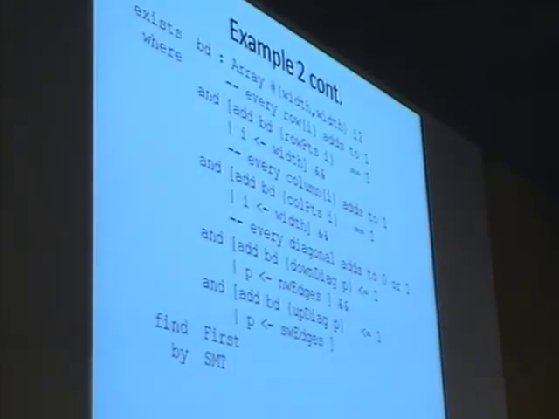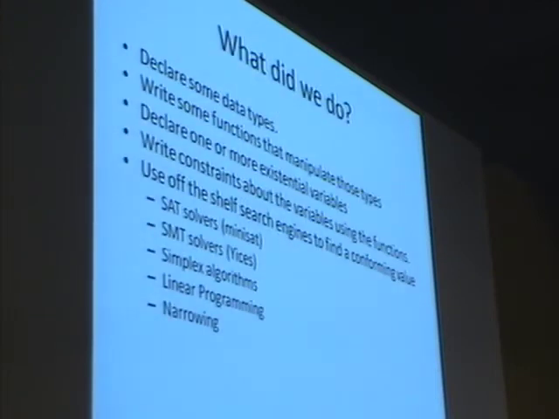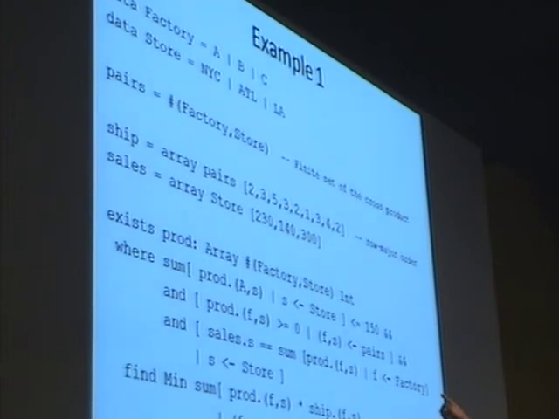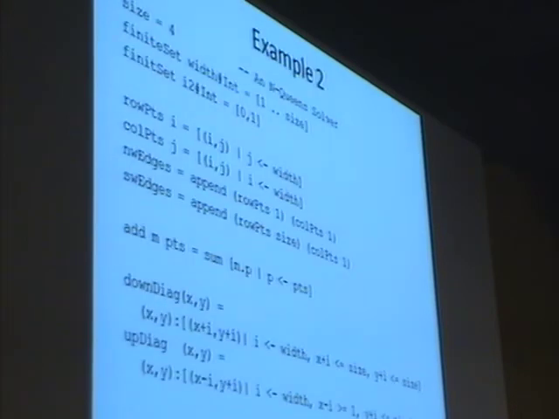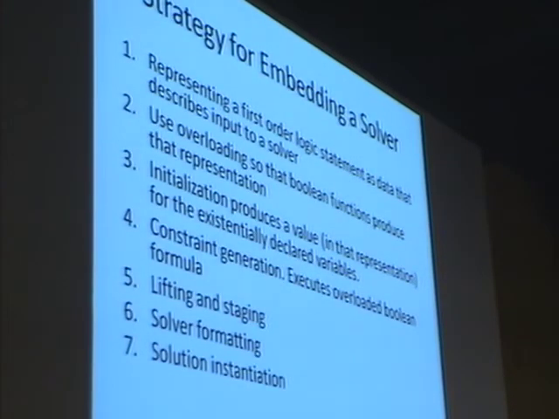On that board, I have to initialize an array of I2s, and up here, I have to initialize a production, which is an array of factory cross stores of integers. Somehow I have to initialize those things. Okay, I have to generate all the constraints.